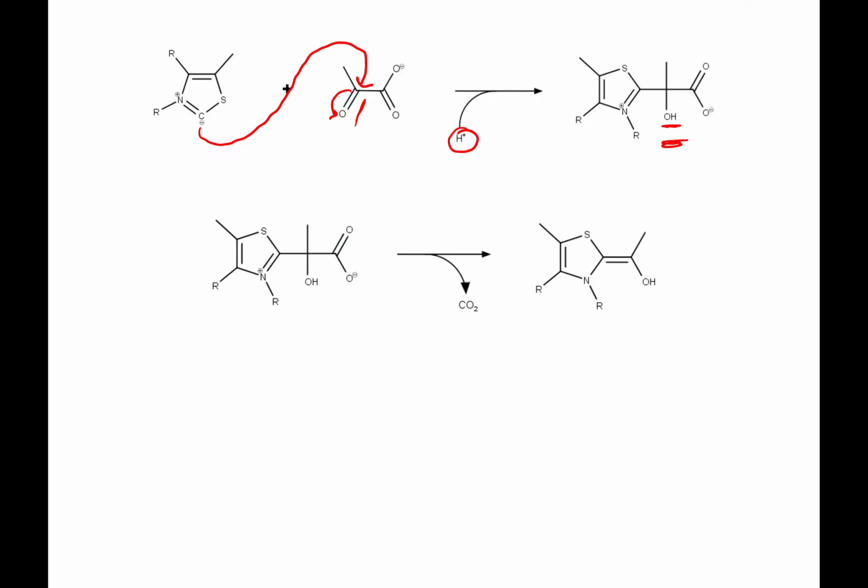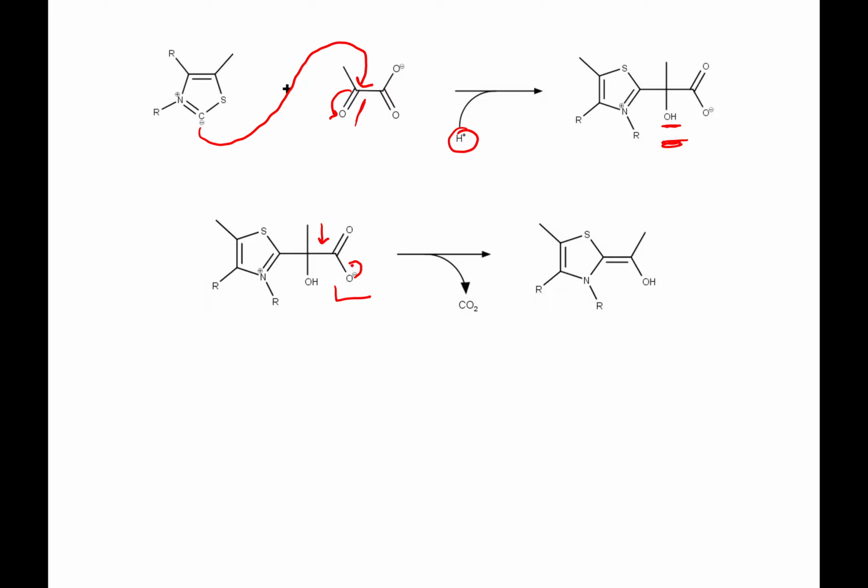In the next step, we have this alpha alcohol and we decarboxylate it. Remember, decarboxylation always happens in the same way. We have this carboxylic acid group. This bond is going to break and the electrons are going to flow somewhere. And TPP presents a really nice electron sink. So the electrons are going to flow all the way over to our electron sink.